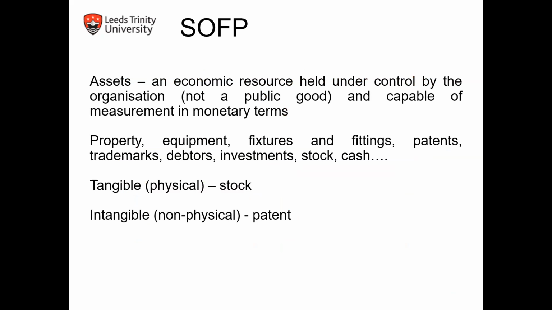The statement of financial position contains assets equal to liabilities plus equity. What are the assets? Economic resources held under the control of the organization in order to use those resources and generate profit. They can be property, equipment, patents, trademarks, and they can be divided into 2 categories: tangible, like physical stock that we can put in our storage, or intangible, like a patent or trademark.